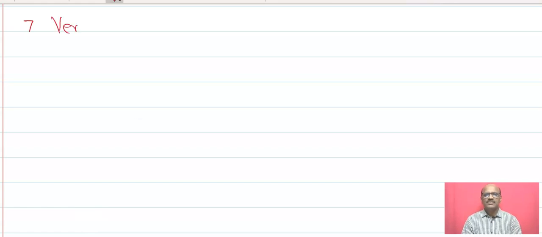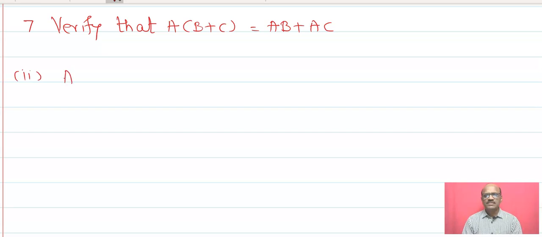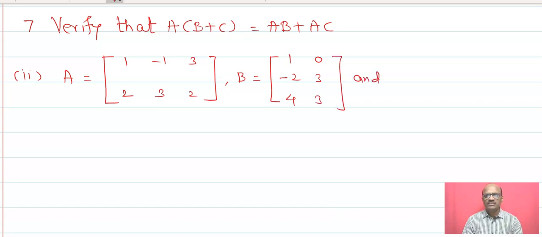Now let us start with question number 7. Verify that A(B + C) = AB + AC. The second part is the matrix A is [1 -1 3; 2 3 2], B is [1 0 -2; 3 4 3], and C is [1 2 -2; 0 4 -3].